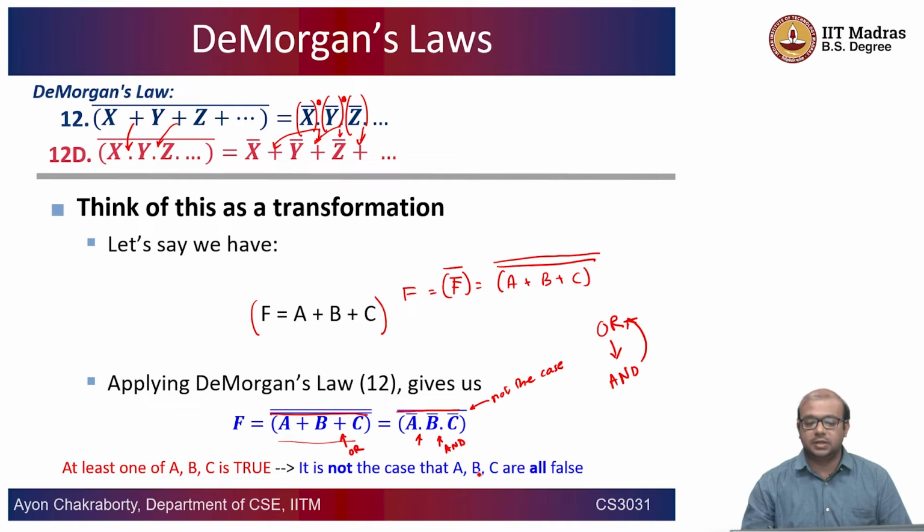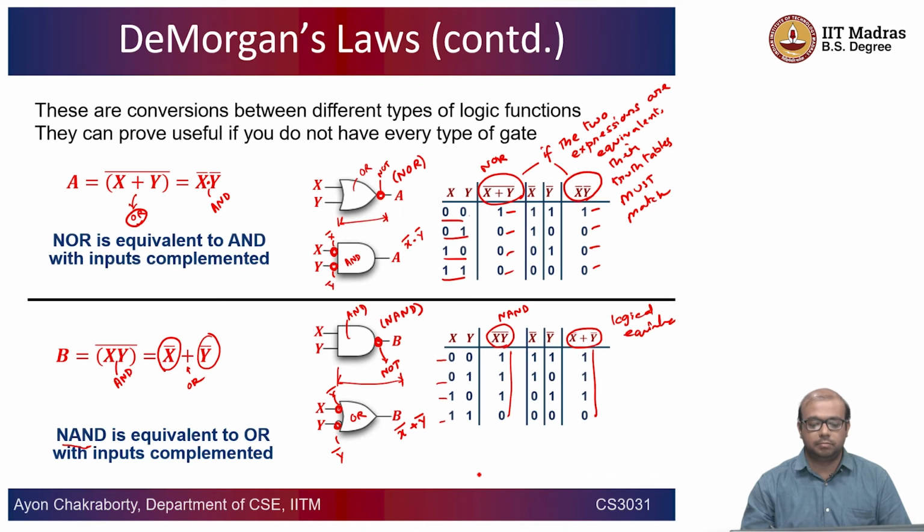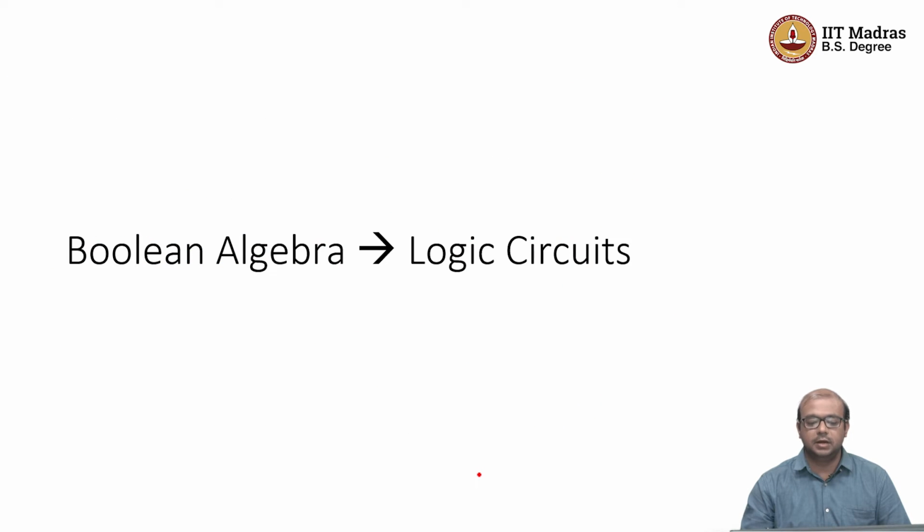Okay, so that was the primer on Boolean algebra expressions and axioms and duality, De Morgan's law, and so on. So now we are going to delve a little bit deeper into using this to create logical circuits. That's the next step that follows from what we have studied so far.